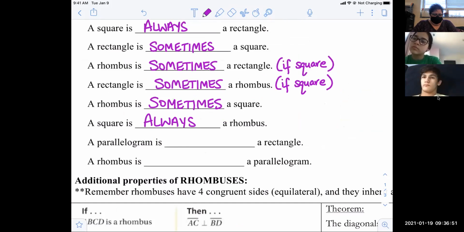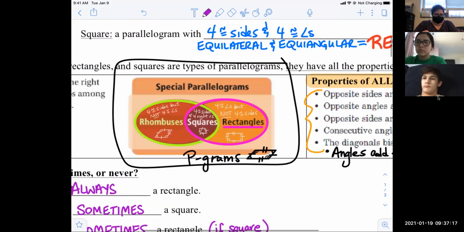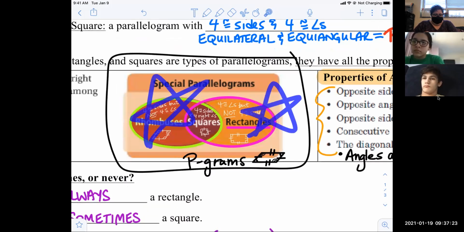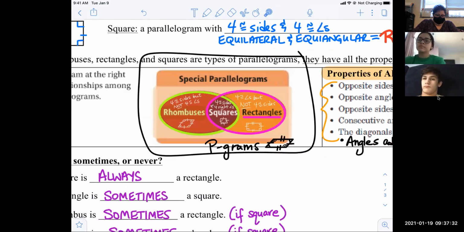Okay. A parallelogram is always, sometimes, never a rectangle. Josh. So if you're a parallelogram, you're somewhere on this chart, right? Is it possible for you to be a rectangle? Do you have to be a rectangle? No. So it's sometimes.